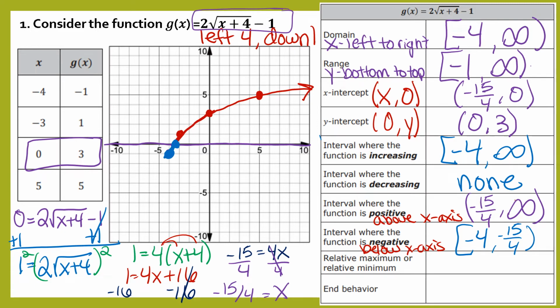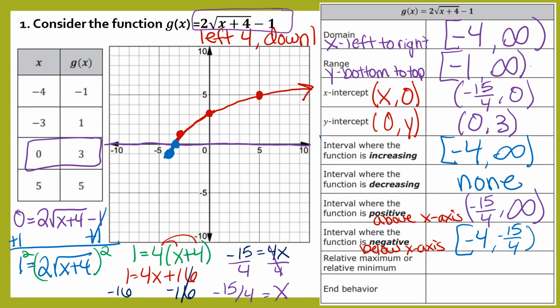Right. For your minimum and maximum, a max is a relatively high point of the graph. A minimum is a relatively low point on the graph. So this graph goes up forever and ever. It never stops going up. It's always increasing, so there's not going to be a maximum point of this graph, because if it's always going up, there's never going to be a point where we reach a high point.